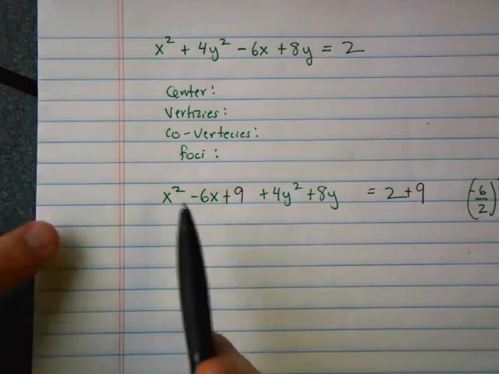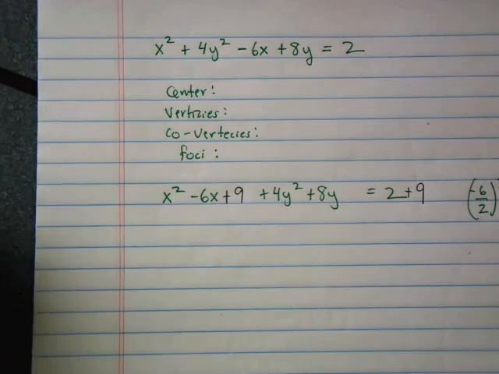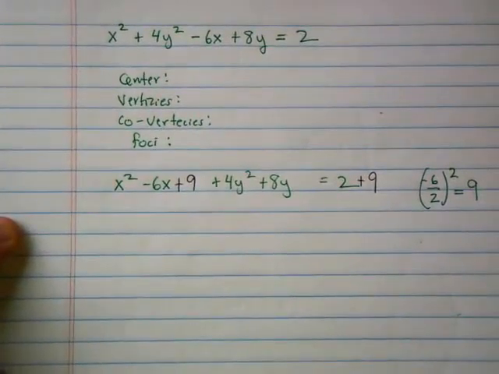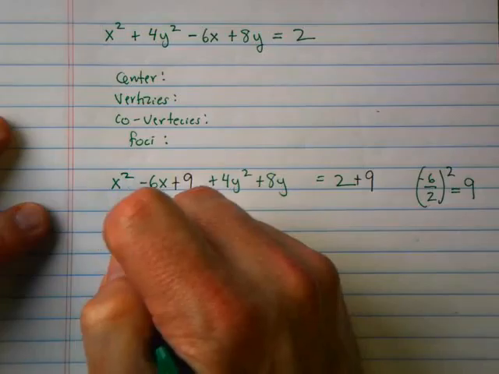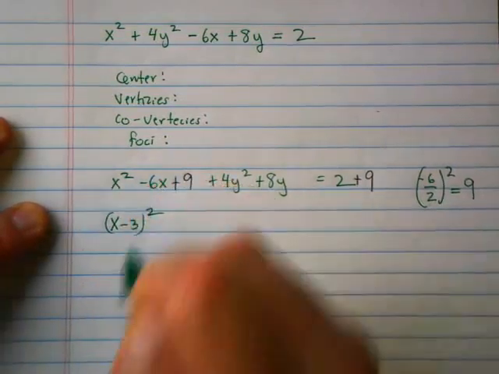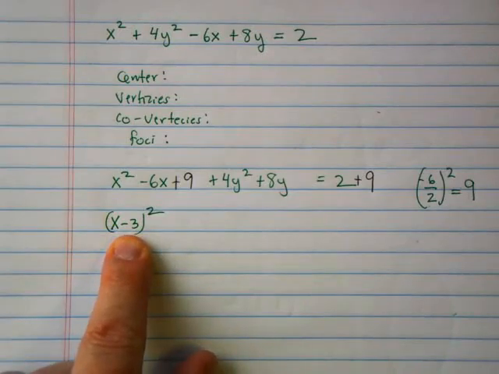And what happens now is the x squared minus 6x plus 9 factors in a really, really good way. How does x squared minus 6x plus 9 factor? X minus 3 squared. So this is x minus 3 squared. That's called completing the square because we wrote the x's in a perfect square.